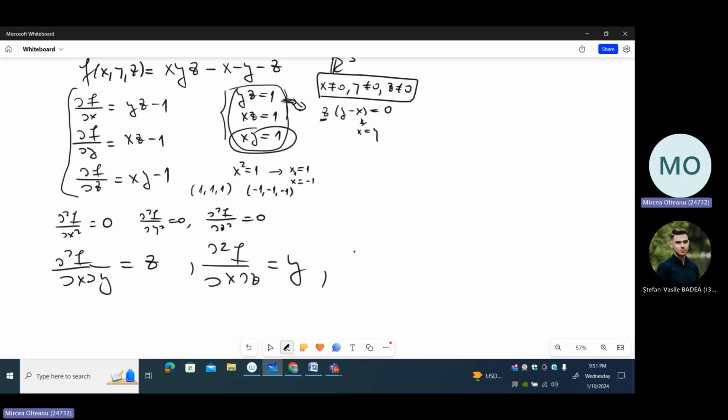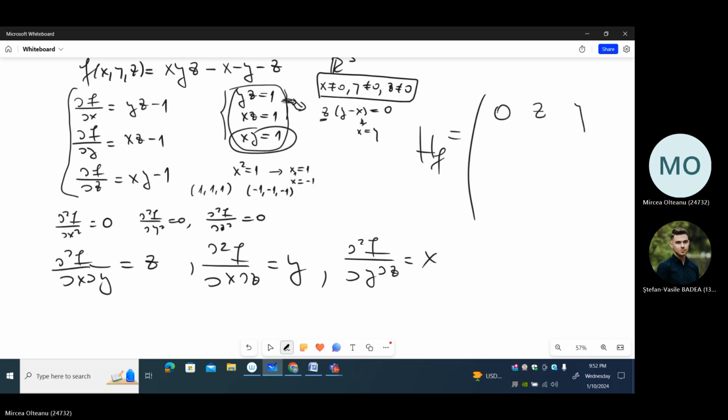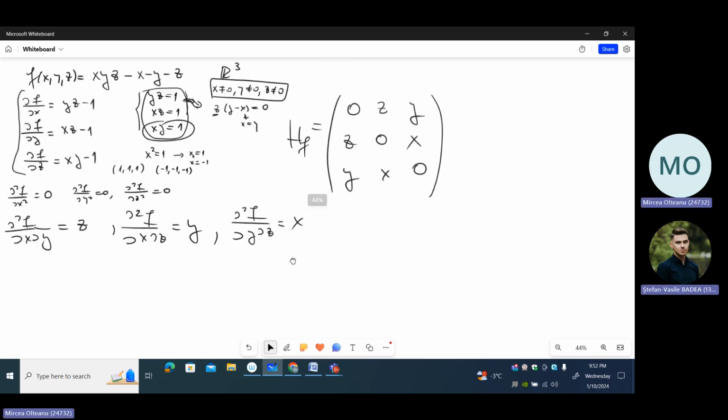This is y, and the partial derivative on y then on z will be x. So the Hessian matrix at some arbitrary point can be written as 0, z, y; z, 0, x; y, x, 0. Yes, this is the Hessian matrix at some arbitrary point.